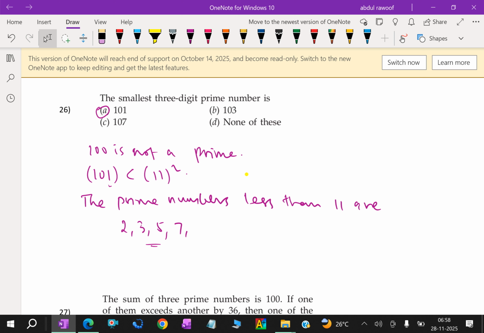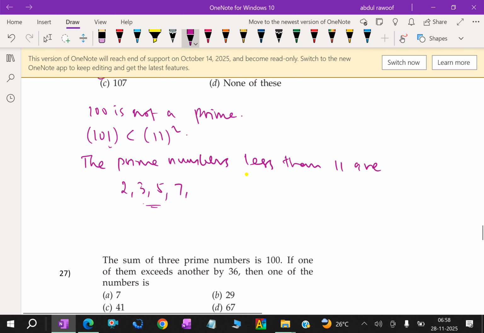In that, we have to check these are not divisible. 101 is not divisible by 2, 3, 5, 7. Therefore, 101 is the prime.